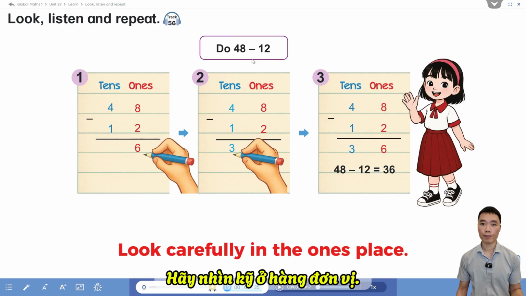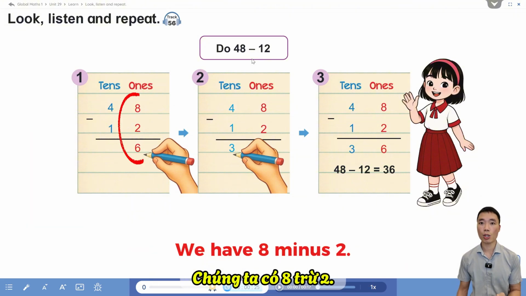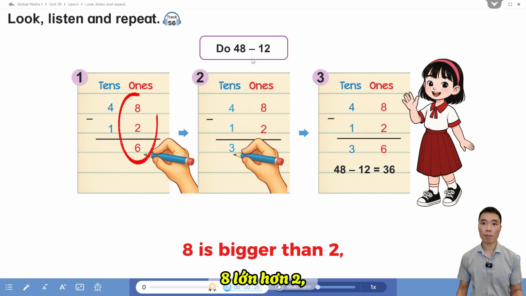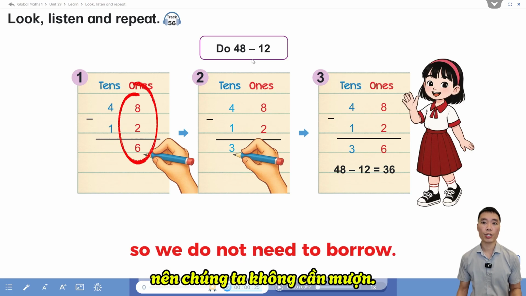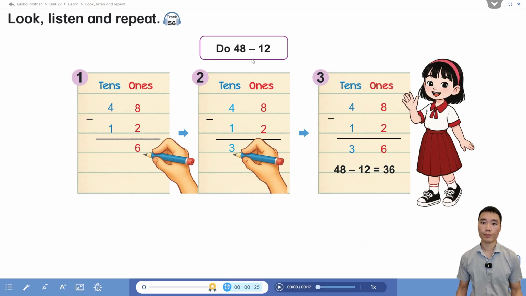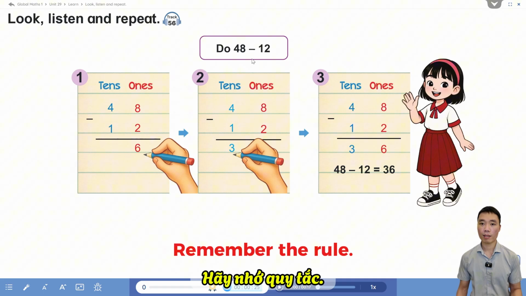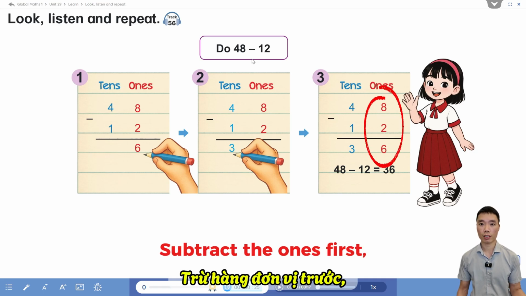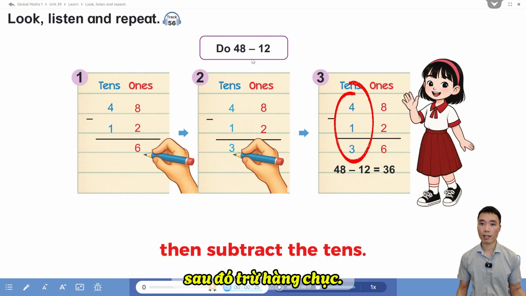Look carefully. In the ones place we have 8 minus 2. 8 is bigger than 2, so we do not need to borrow. This is called subtraction without borrowing. Remember the rule. Subtract the ones first, then subtract the tens.